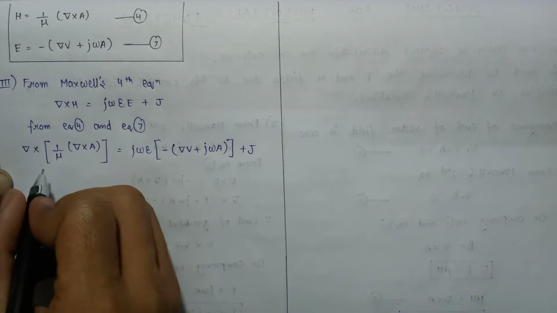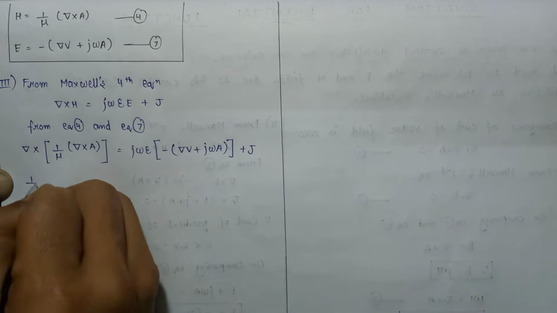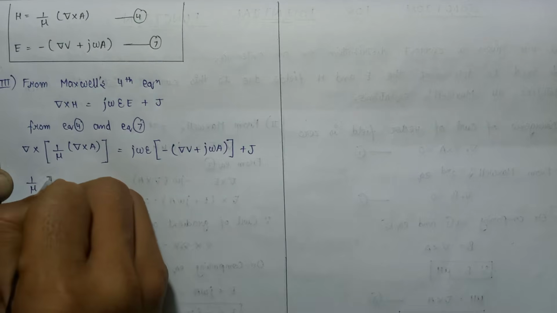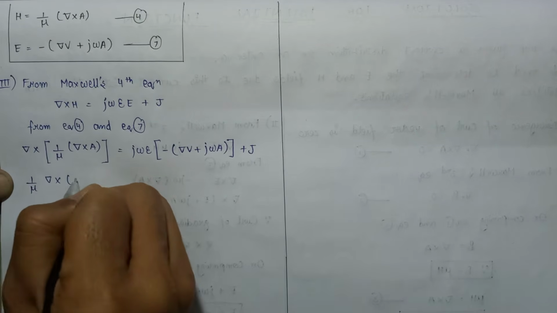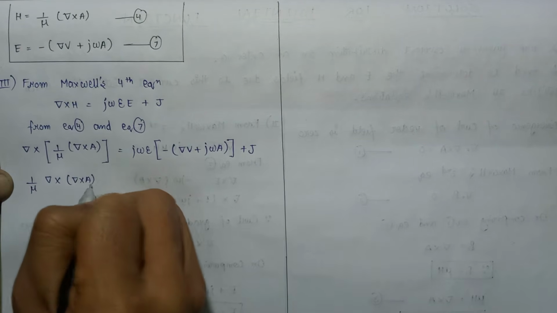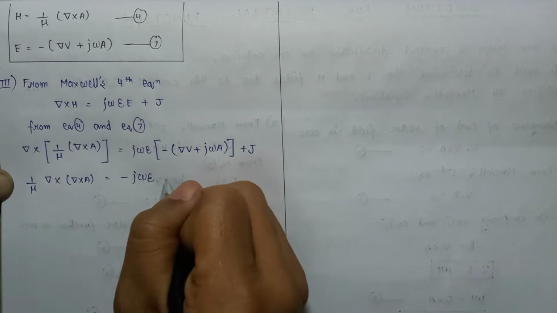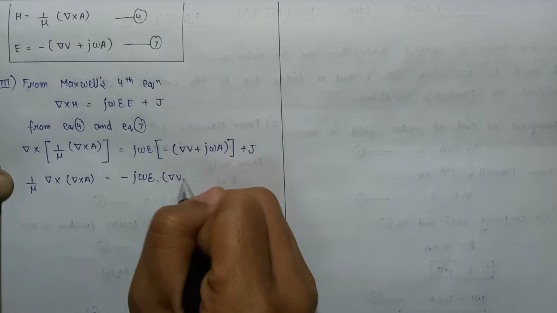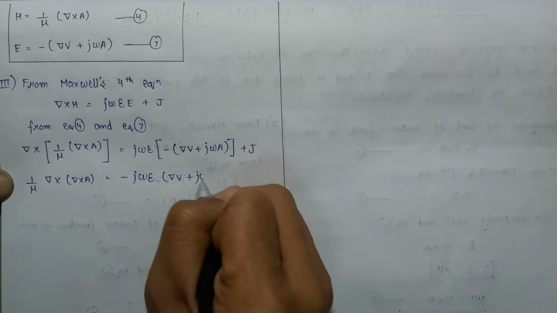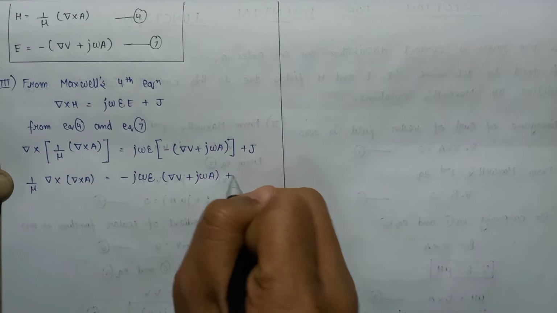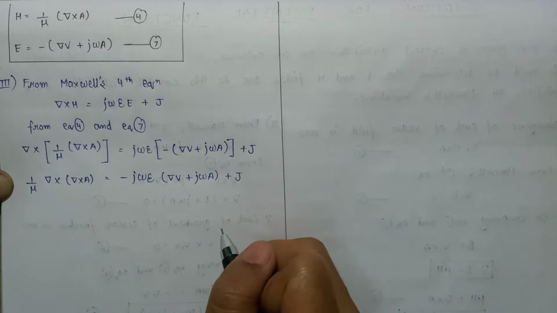Now if we open this bracket, then it will look like 1 over mu del cross A, that will be equals to minus of j omega epsilon del V plus j omega A plus j.